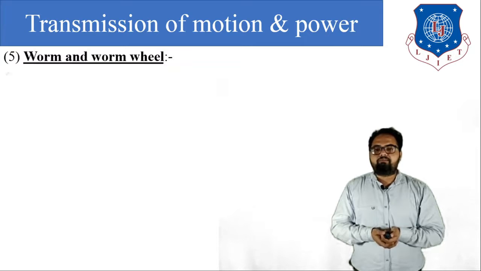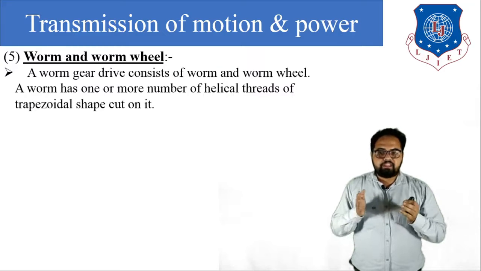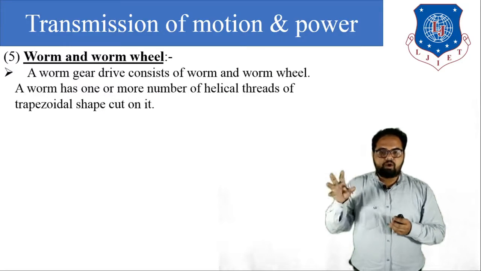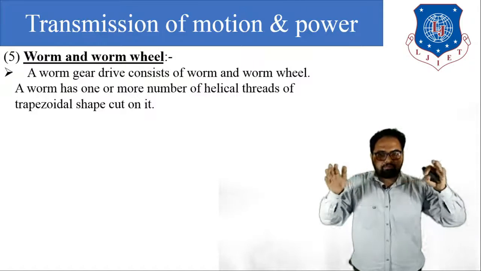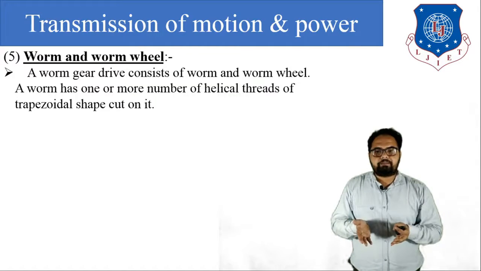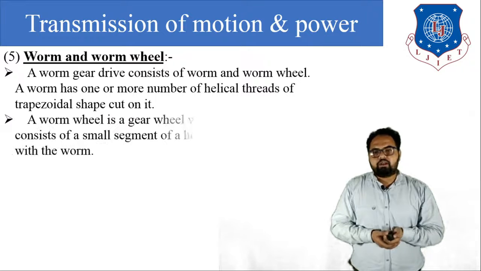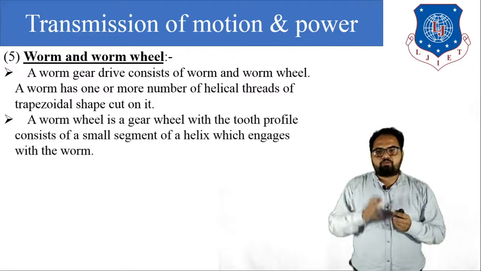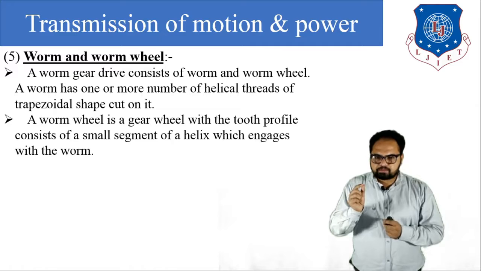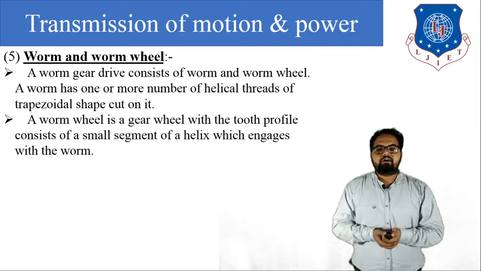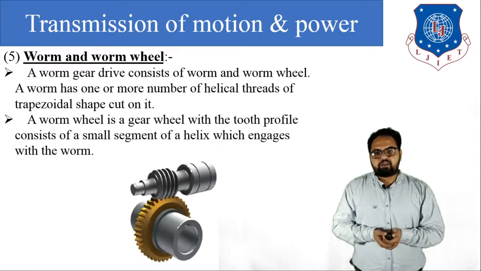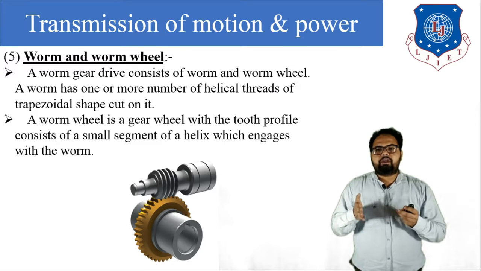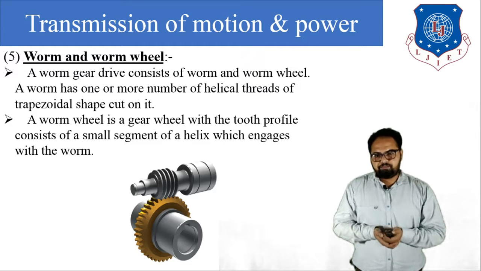Next is the worm and worm wheel. A worm gear drive consists of a worm and a worm wheel. A worm has a number of helical threads of trapezoidal shape cut over it. A worm wheel is a gear wheel with a tooth profile consisting of small segments of a helix which engages with the worm. In this figure you can see that there is a worm and worm wheel.